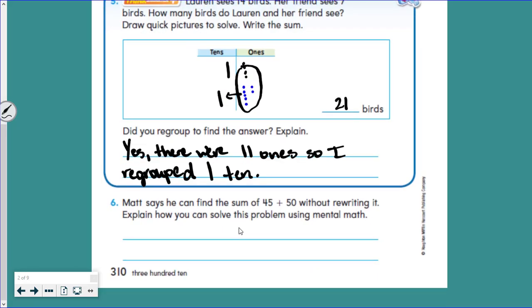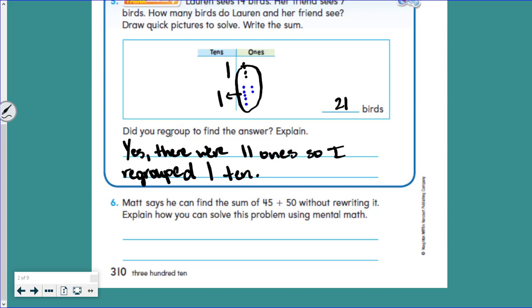All right, number 6. Matt says he can find the sum of 45 plus 50 without rewriting it. So he's saying he doesn't have to do this to figure it out. He doesn't have to do that. Okay? Explain how he can solve this problem using mental math. So pause your video, see if you can figure out how to do it. You can write down numbers, you can write down words, write down whatever you need to that you could use to figure out 45 plus 50.